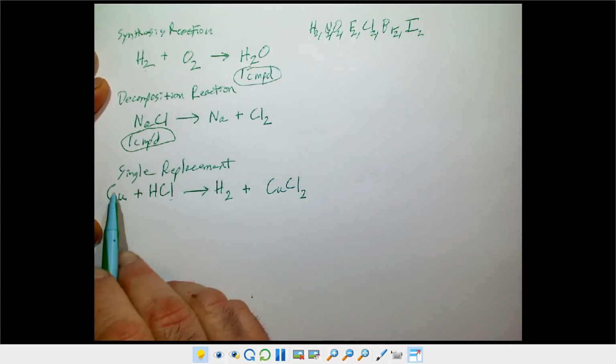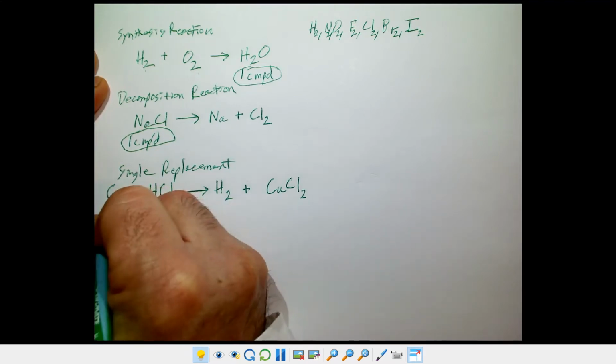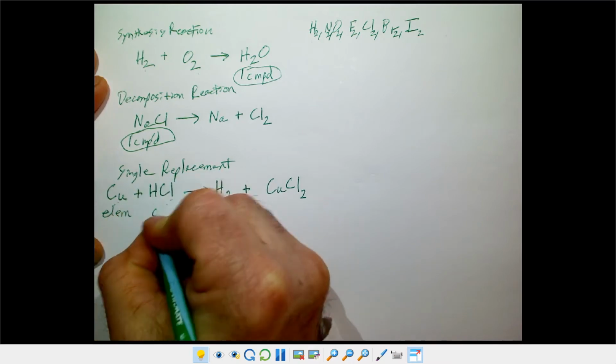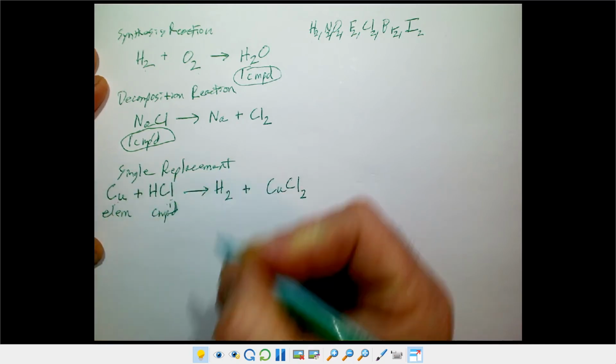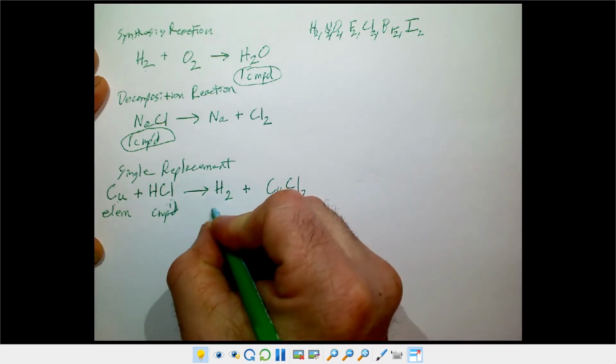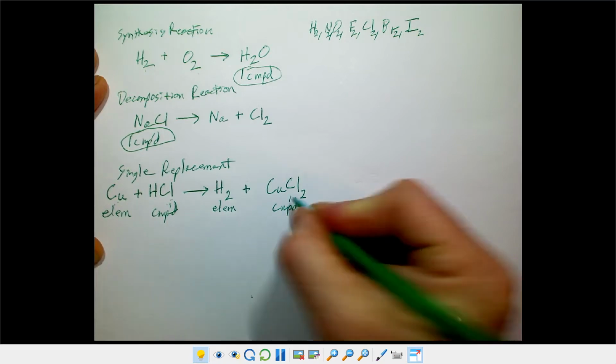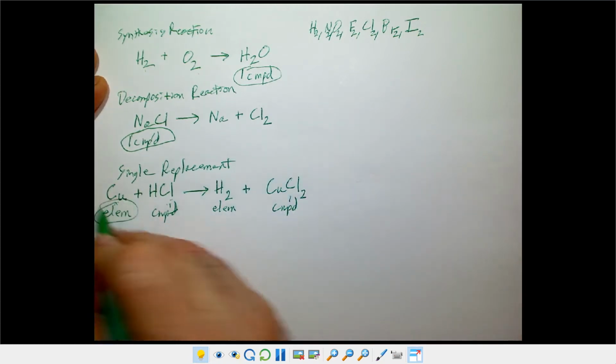So yes, if you look, you have an element with a compound, and you make another element with a compound. So that's your pattern there: you have an element and a compound in the reactants, and we call the things over here the reactants. And over here in the products, you have the same type of thing. You have an element and a compound as well.